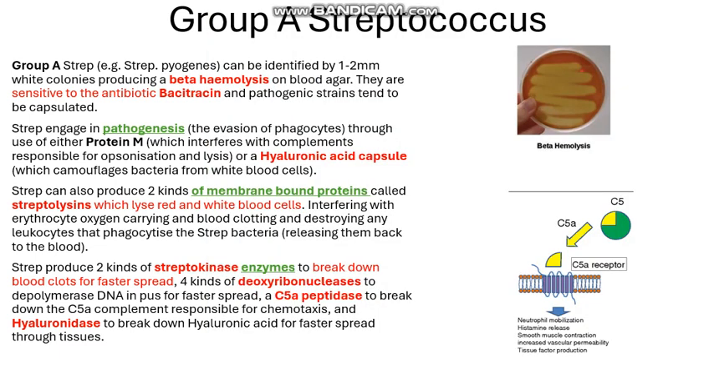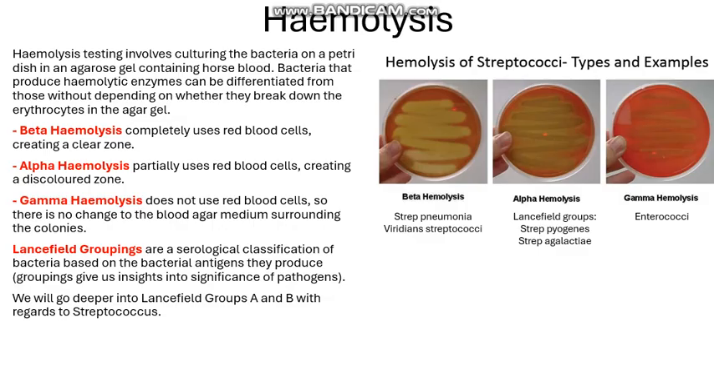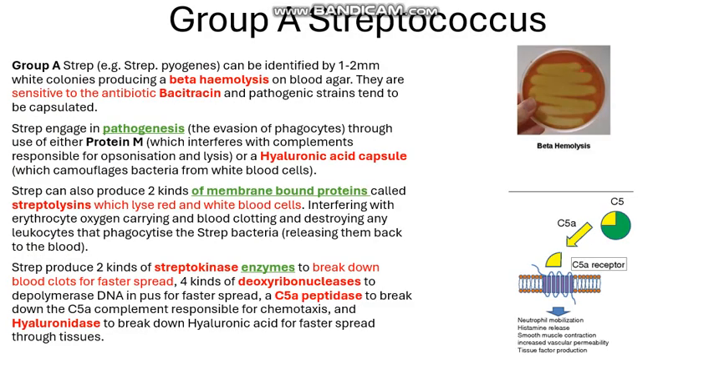Okay, so last time we had a bit of an intro into Streptococci. We talked about hemolysis and we talked about what Lancefield groupings are. Lancefield groupings are basically just a serological classification of bacteria based on the bacterial antigens they have on them. In this video we're going to go over the group A and the group B Lancefield groups for Streptococcus.